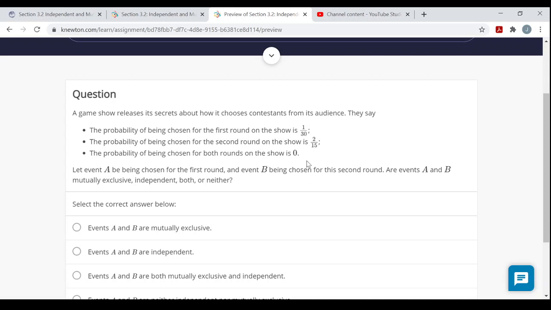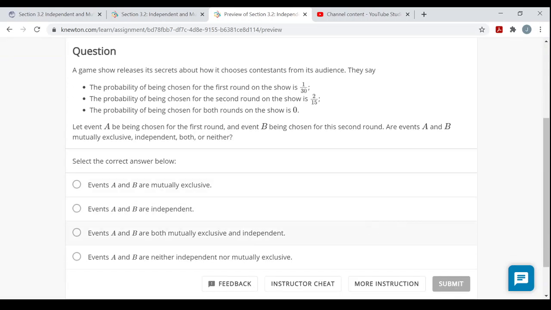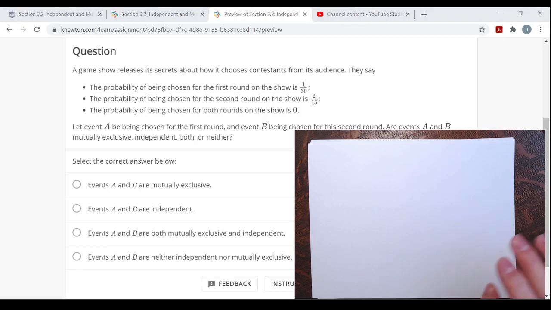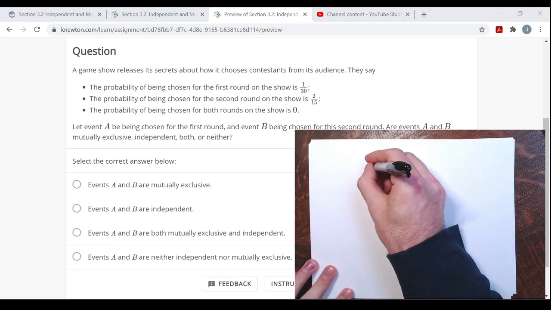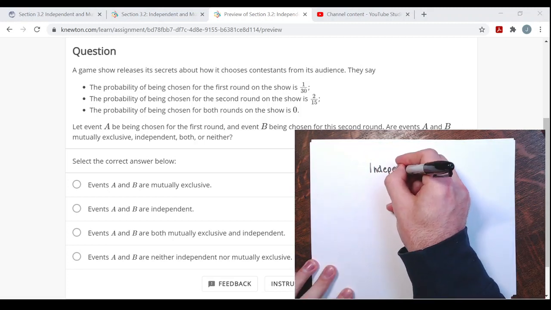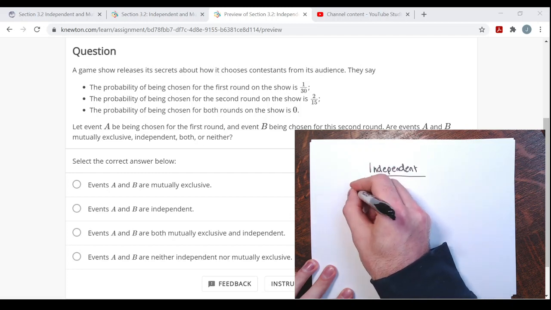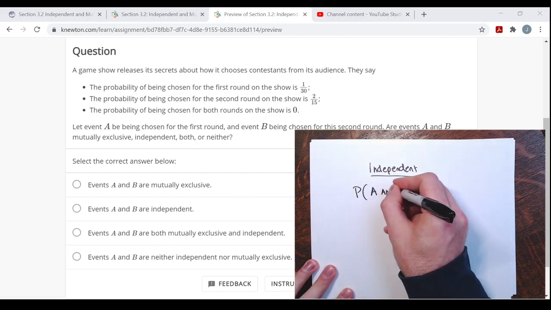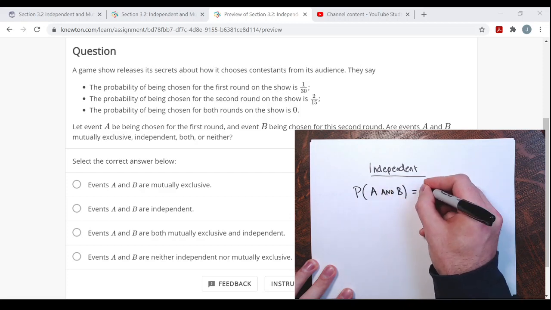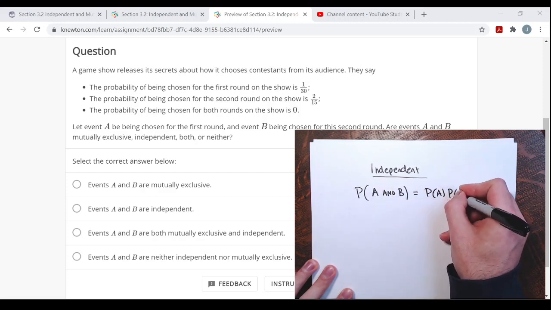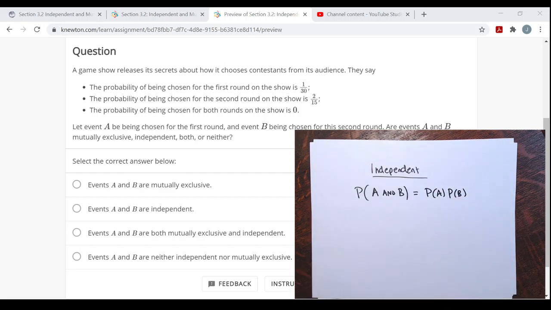Well, no, because remember, this was one rule that would be true if they were independent. I'll write it up here. Remember, if two events are independent, that means that the probability of A and B occurring at the same time would be equal to the probability of A occurring times the probability of B occurring. That's going to happen if two events are independent, along with those conditional probability ones that were mentioned earlier.